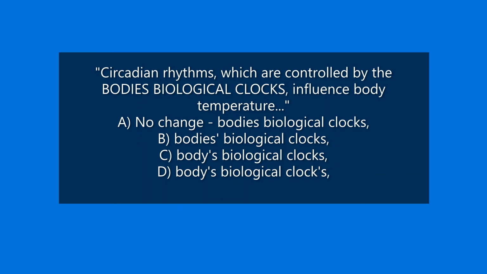So we have to figure out, do we want to use bodies like I-E-S? And how are we using bodies if it has an I-E-S? Well, we're using it just as the plural because there's no apostrophe. Or do we want to use body as singular, but possessive? And that's answer choice C. Well, we already said that we know that body is being used as a possessive, right? Because you could say circadian rhythms, which are controlled by the biological clocks of the body. And so because we know it's possessive, we know it can't be no change, A. And so the only answer choice left is C, and that's why the answer is C.